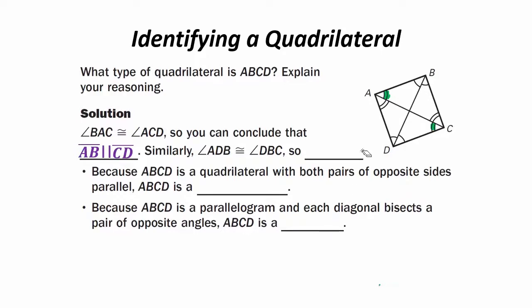Similarly, angle ADB, which is this angle over here, and angle DBC, which is this angle over here, are congruent, so line segment AD is parallel to line segment BC. Because ABCD is a quadrilateral with both pairs of opposite sides parallel, ABCD is a parallelogram. Because ABCD is a parallelogram and each diagonal bisects a pair of opposite angles, ABCD is a rhombus.